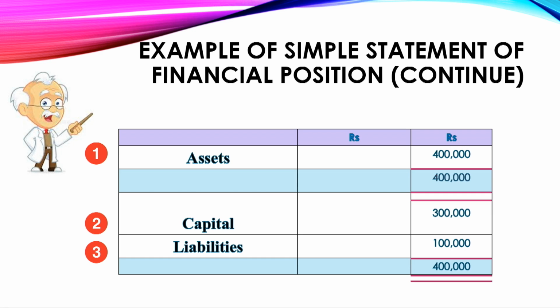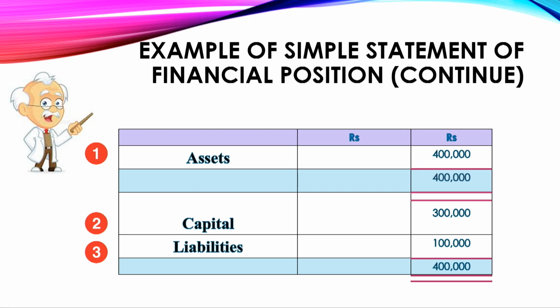Therefore, to complete the statement of financial position, we need to firstly record the assets of 400,000 rupees. Assets is recorded in the first column and the amount in the last column. Then we have to calculate the total assets. As here, we only have one item, the figure is the same, that is 400,000 rupees.